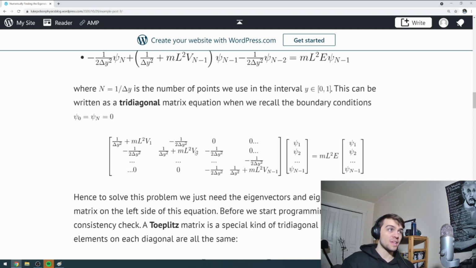And depending on v, it's going to be different. So in other words, depending on our potential, we can plug in any potential we want here. We'll have different values of e. And this is solving the Schrodinger equation for any potential.